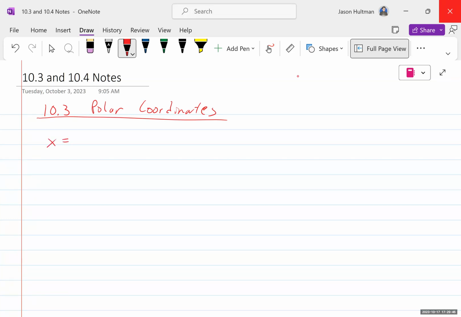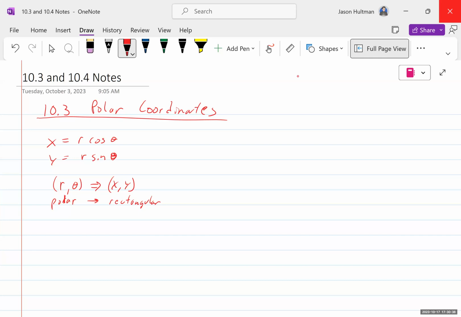Where x is equal to r cosine theta, y is equal to r sine theta, and this will translate from r theta back to xy. You give me r and theta, a point in terms of a radius and an angle, and it will go from polar to rectangular. These are the conversion equations for polar to rectangular coordinates. We'll talk about what these coordinates are in a second.